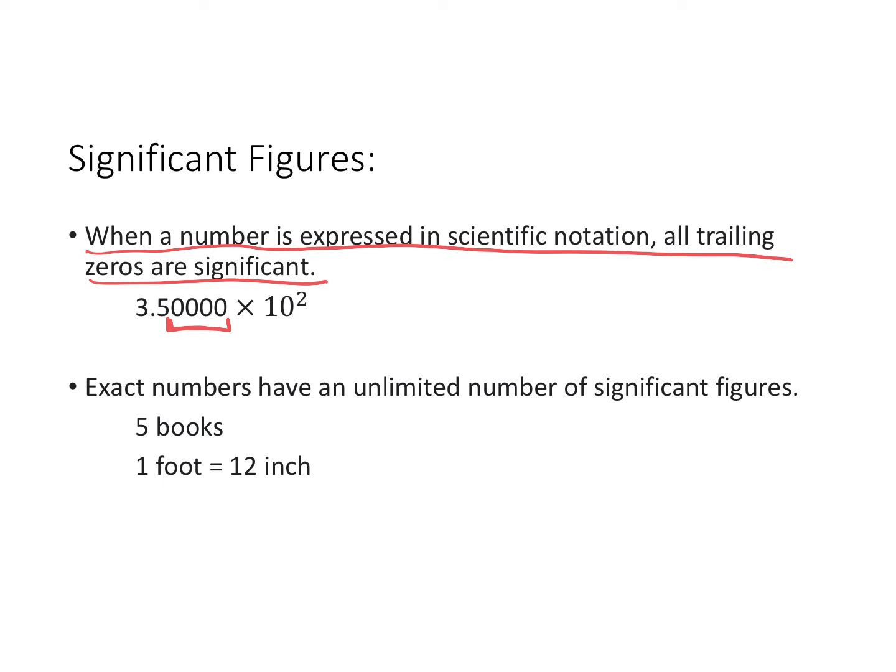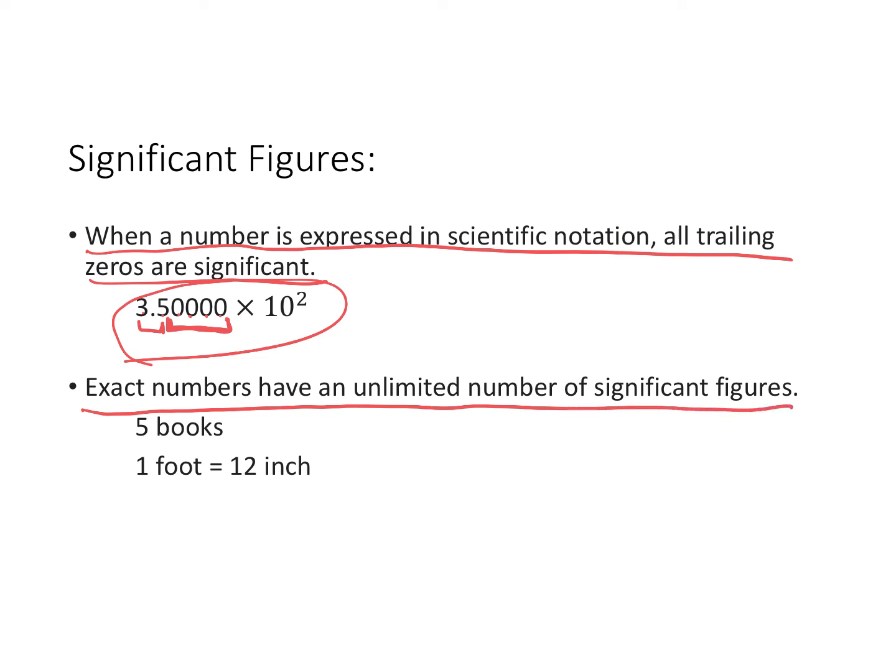If I ask you how many significant figures this number has, we learned that all non-zero digits are significant, and then these trailing zeros are also significant. So it would be 1, 2, 3, 4, 5, 6. This number has 6 significant figures. Does that make sense? And exact numbers have an unlimited number of significant figures.